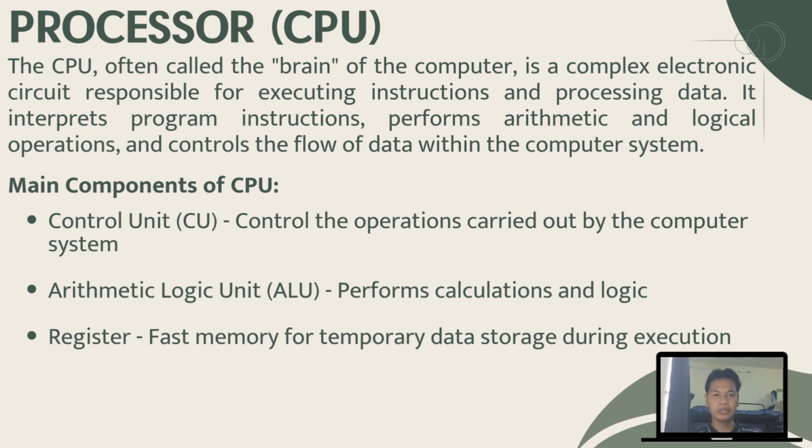So in CPU, we have 3 main components. The first one is the control unit, CU, to control the operations carried out by the computer system. The second one is the arithmetic logic unit, ALU, to perform calculations and logic. And the last one is the register, which is a fast memory for temporary data storage during execution.